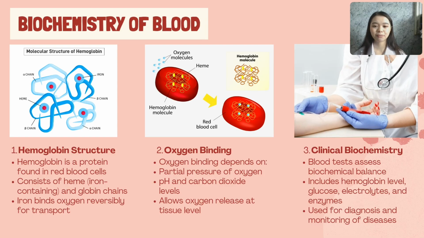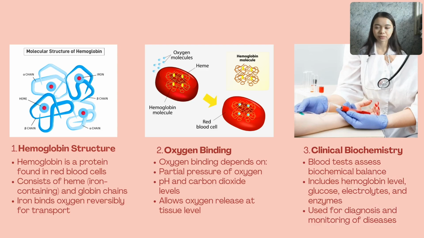Clinical biochemistry plays an important role in diagnosing blood disorders. Tests such as the complete blood count, hemoglobin electrophoresis, and iron studies allow clinicians to detect abnormalities in blood cell number, structure, or function. Understanding these biochemical mechanisms helps bridge anatomy and physiology with real clinical practice. And these connections become especially clear when we examine blood diseases such as leukemia.